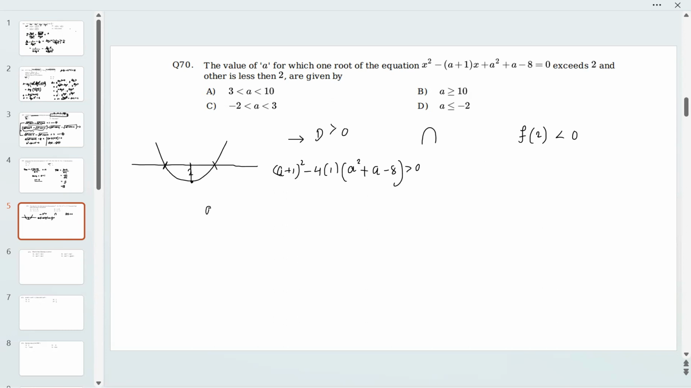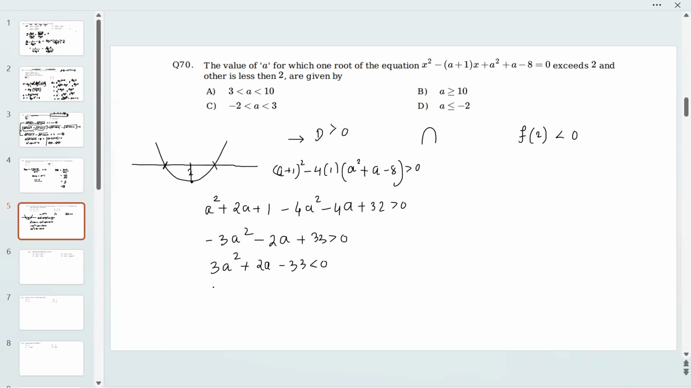So this will be a square plus 2a plus 1 minus 4a square minus 4a plus 32 is greater than 0. So a square minus 4a square will give minus 3a square, plus 2a minus 4a, minus 2a plus 33 is greater than 0. The leading coefficient is negative, so multiplying throughout by minus, the inequality will change. 3a square plus 2a minus 33 will be less than 0.